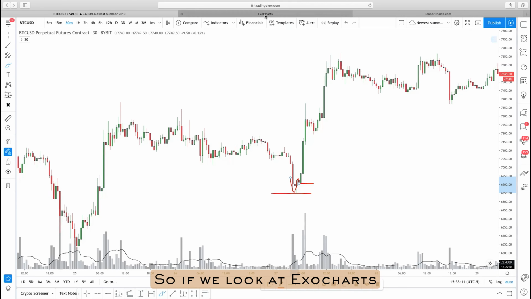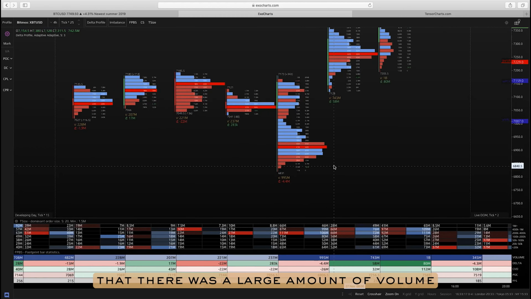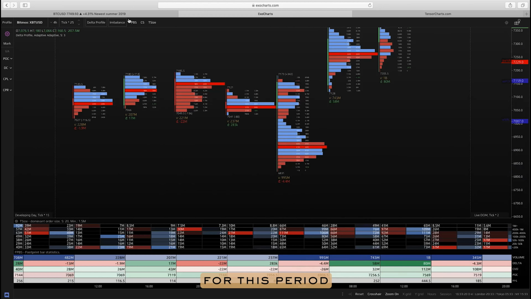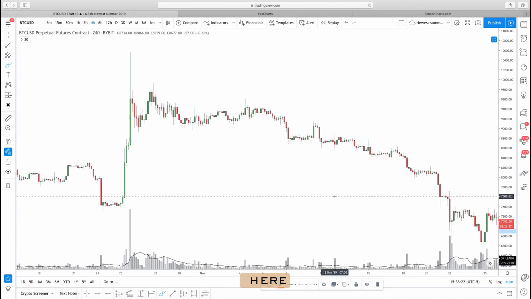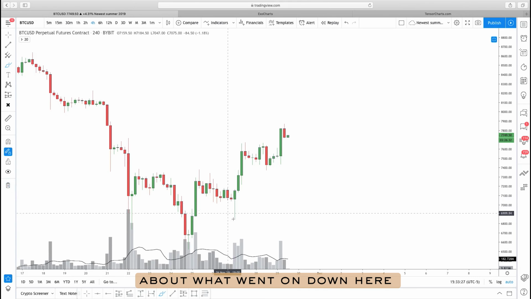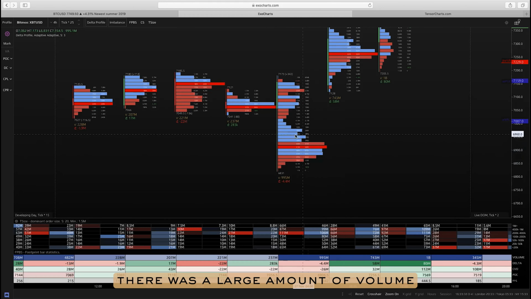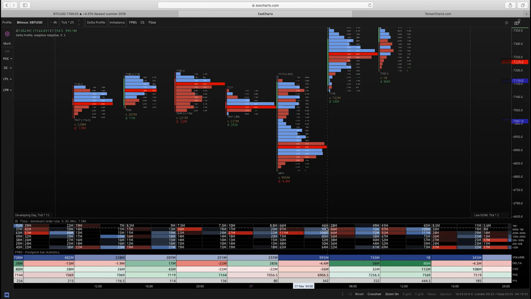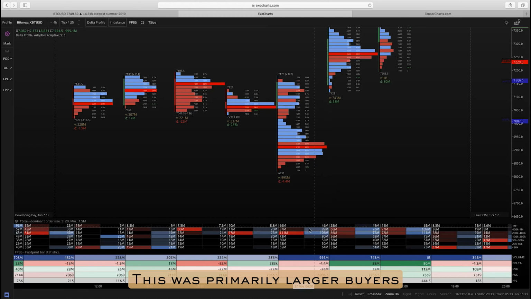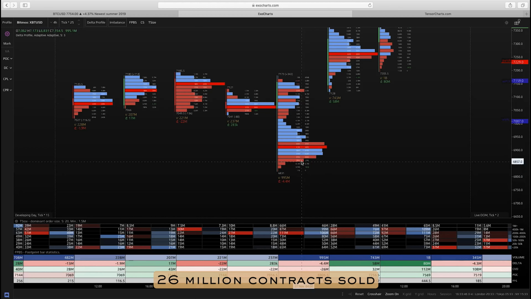If we look at Exo Charts, we're able to see that a large amount of volume traded down here. This is the 4-hour candle for this period. If we're looking at a 4-hour candle right here and then go down to here, you can see what this candle looked like on the 4-hour, but it doesn't tell us what went on down here. But if we look at Exo, we can see a large amount of volume traded down here. This was primarily larger buyers, larger contract sizes, a ton of volume. 26 million contracts sold, so this is a negative delta candle, but it's a green candle.